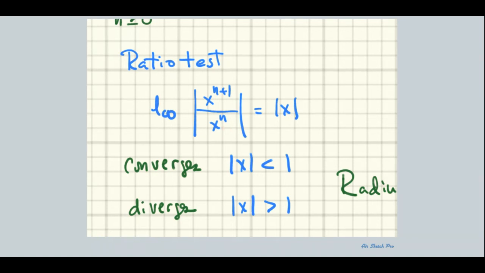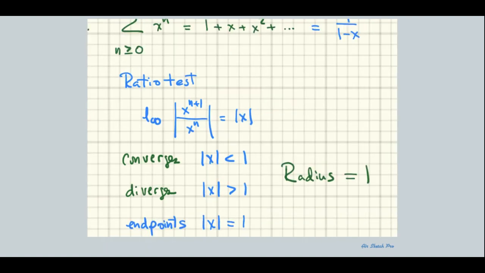And the ratio test tells me this will converge when that ratio is less than 1. It will diverge when the ratio is greater than 1. And so immediately we get the radius of convergence on this is equal to 1.